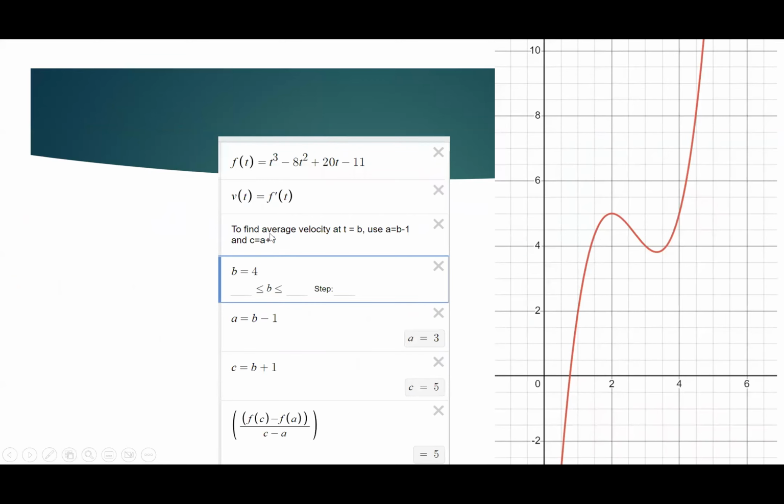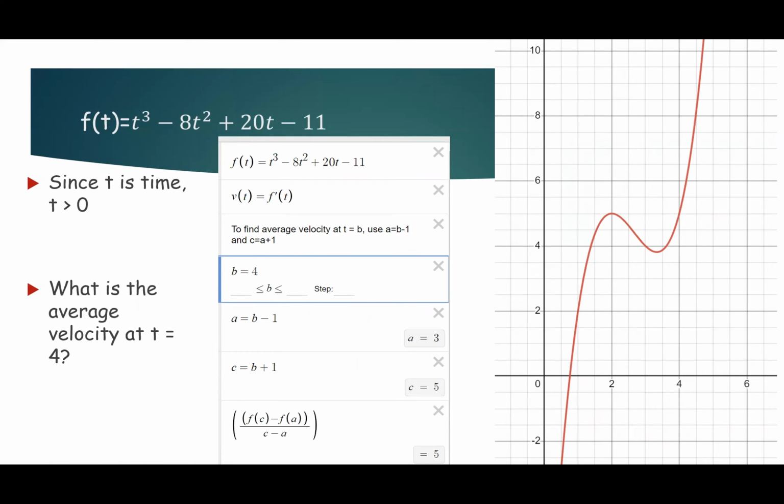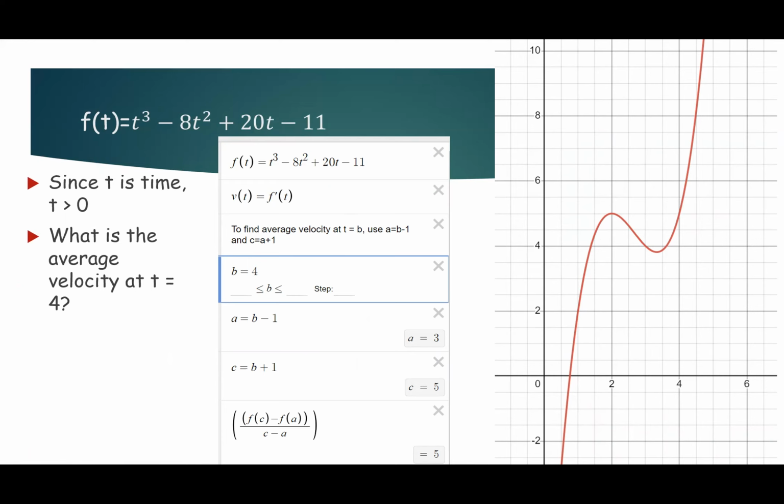Ooh, look at this function. We kind of did this one already. T is greater than 0 because time can't be negative. So what is the average velocity at t equals 4? It's 5 feet per second. That's when we let b equal 4. We see this formula comes out to be 5.